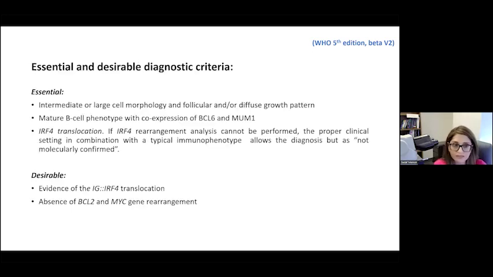The essential and the desirable diagnostic criteria, according to the new WHO 5th edition: essential are intermediate or large cell morphology, follicular or diffuse pattern. So in our case, this was residual follicular, but mostly it was diffuse. Mature B cell phenotype, so it expressed all the B cell markers, but interestingly it expressed BCL6 and MUM1 together, which is the essential criteria for this entity.